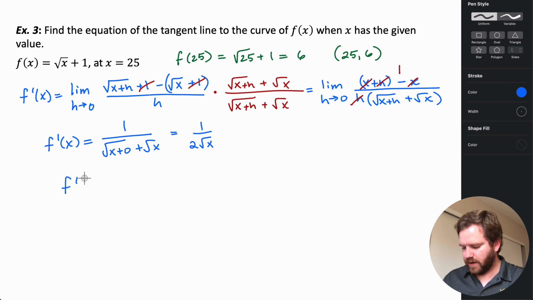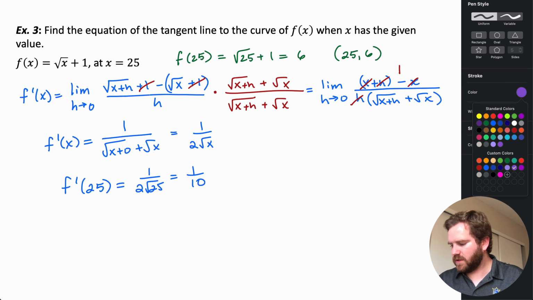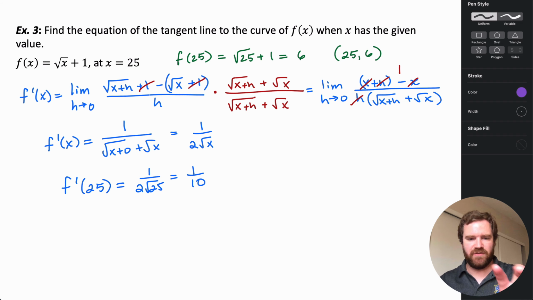So what is f prime of 25? I would get 1 over 2 times the square root of 25. So 1 over 2 times 5 is 1/10. So that would be my slope. We could have used the first method because we're given an x value, and you would have gotten the same result of 1/10. But I wanted to find the general equation and evaluate there.